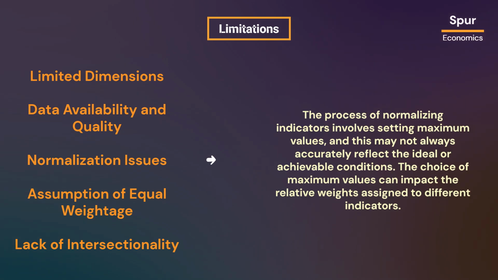The process of normalizing indicators involves setting maximum values, and this may not always accurately reflect the ideal or achievable conditions. The choice of maximum values can impact the relative weights assigned to different indicators.